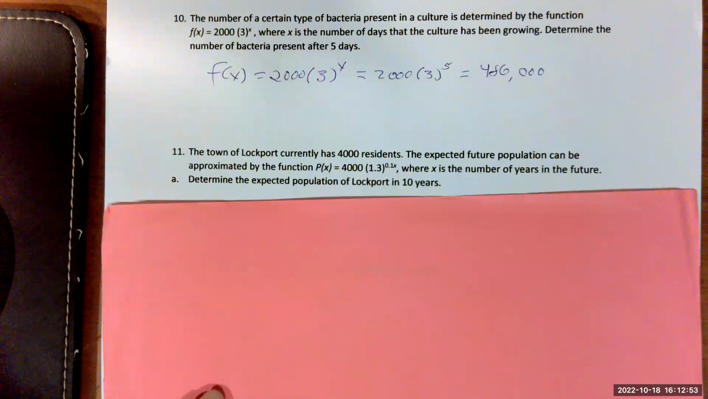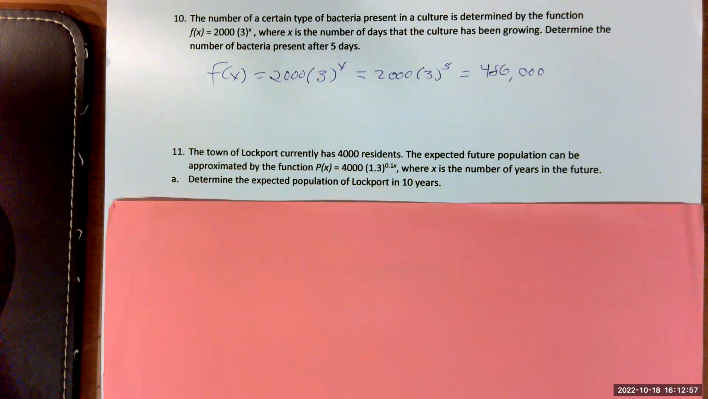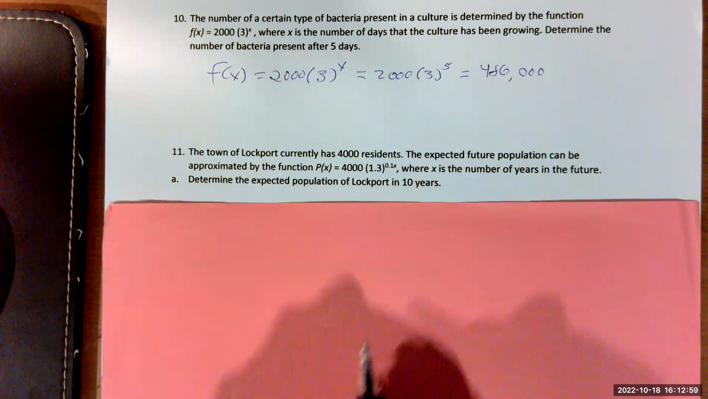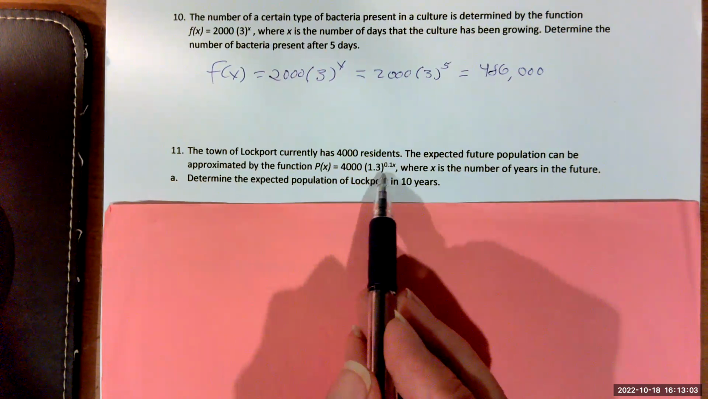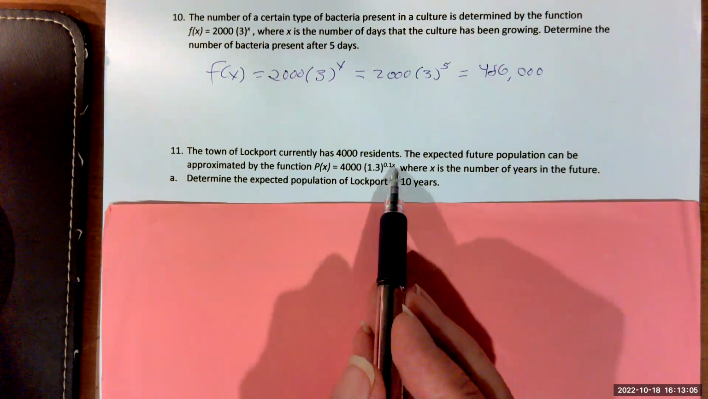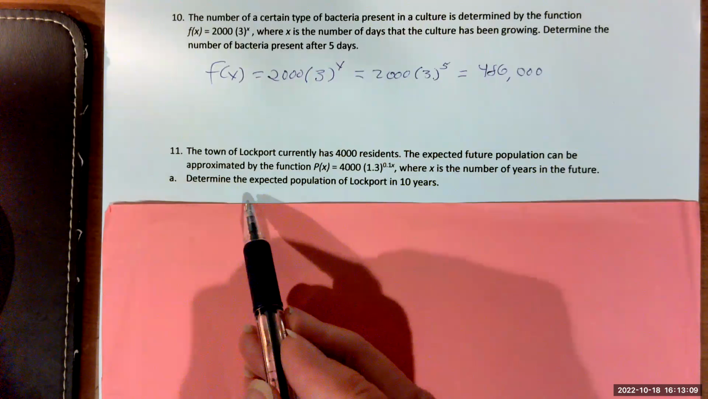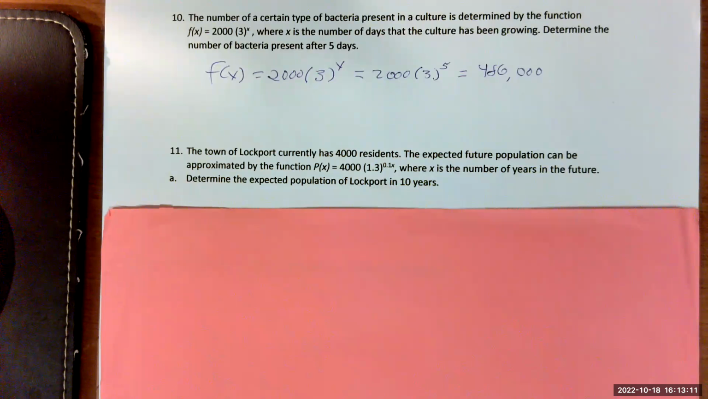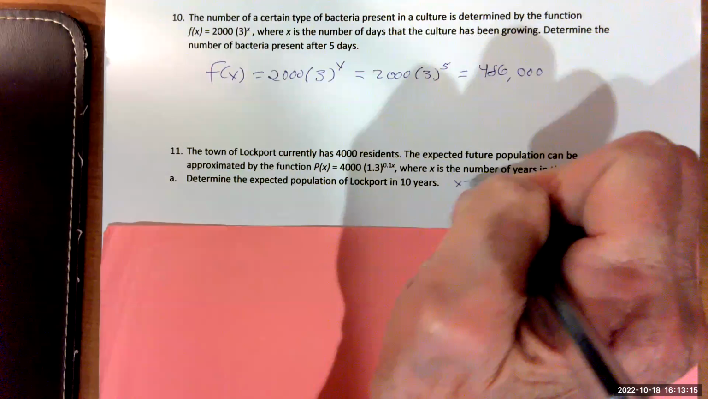In this one, we have the town of Lockport currently has 4,000 residents. The expected future population can be approximated by this function, P of x equals 4,000 times 1.3 raised to the 0.1 times x, where x is the number of years in the future. First, we want to determine the expected population of Lockport in 10 years. So in that case, x is going to be equal to 10.